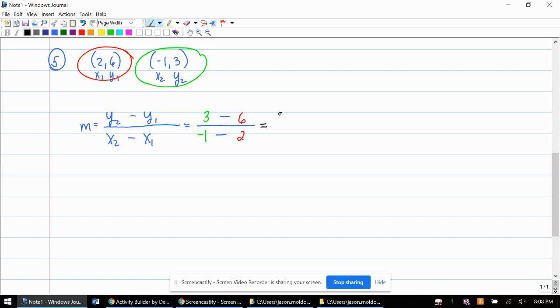Next step, we're going to do our sign change, like so. And then we're going to number crunch. Feel free to use a calculator. 3 plus negative 6 is negative 3. And negative 1 plus negative 2 is negative 3. And 3 over 3 is 1. And a negative divided by a negative is a positive.